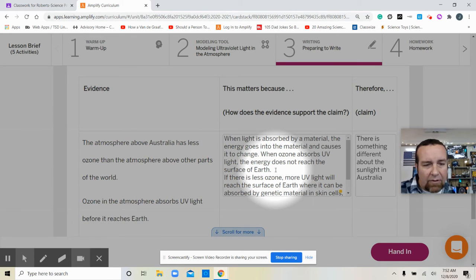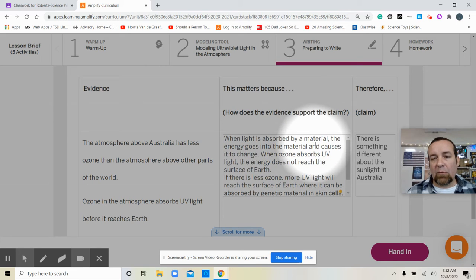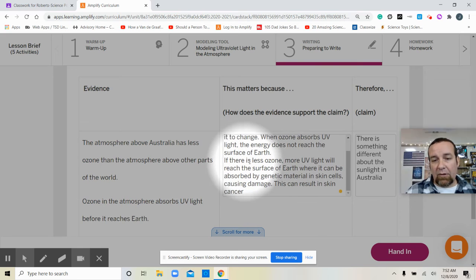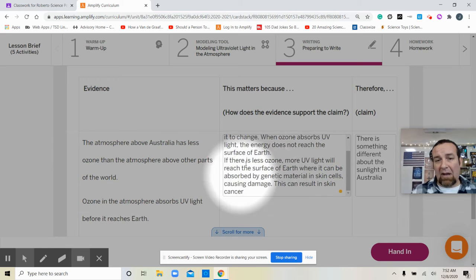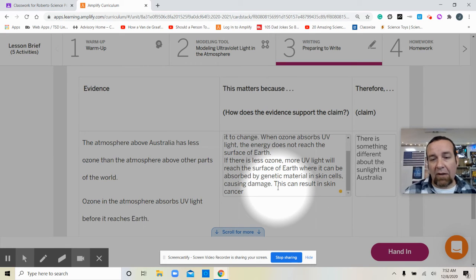Okay, friends, I've got my example in here, and hopefully this helps you. When light is absorbed by a material, the energy goes into the material and causes it to change. That's one of our big key concepts. When ozone absorbs UV light, the energy does not reach the surface of the Earth. If there is less ozone, more ultraviolet light will reach the surface. So we're telling why this evidence matters. We've got our evidence, and this is why it matters, explaining the rationale behind it.